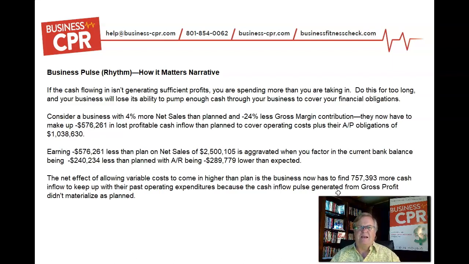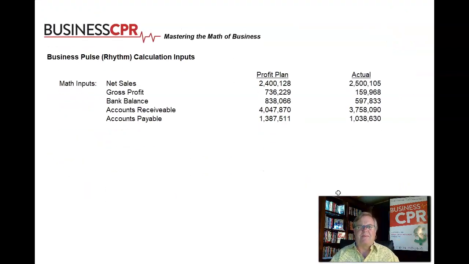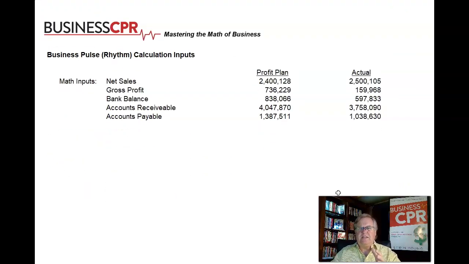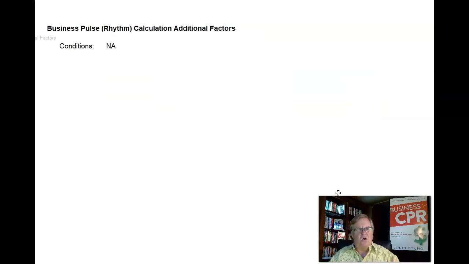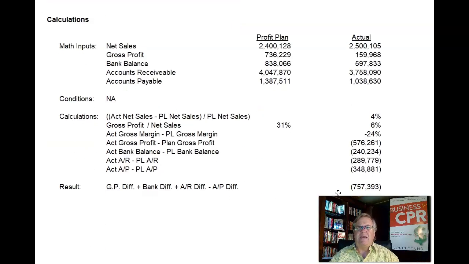And so with that, consider the inputs to being able to do this math. First of all, you just need to know 5 things. You need to know your net sales and your gross profit, planned and actual. And then what did you expect your bank balance to be? Your accounts receivable and your accounts payable. This is your ending. So with regards to that, here we have what they planned for and what they actually got. There's no conditions, no additional assumptions or anything. It's just these raw numbers.